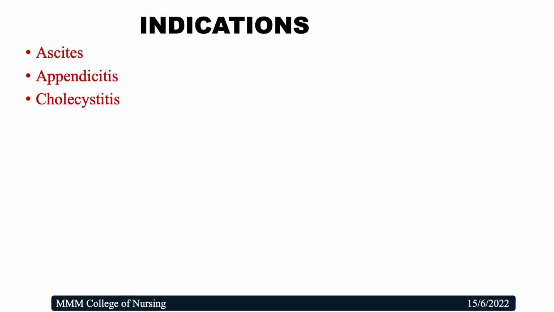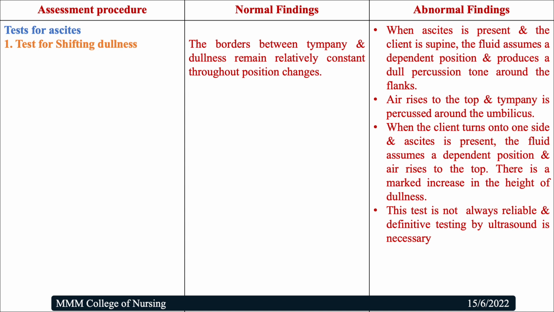Special abdominal tests are done when the physician or the nurse suspects the following conditions, such as ascites, appendicitis, and cholecystitis. Tests for ascites. The first test is testing for shifting dullness. If you suspect that the client has ascites because of distended abdomen or bulging flanks, perform this special percussion technique.